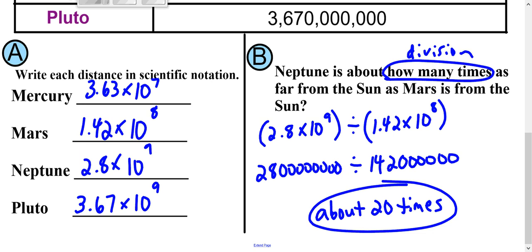Now, you see the word times, and I'm sure a lot of you thought multiplication. But if you're trying to figure out how many times, that means you're working backwards, and that's why you have to use division. So you can see I wrote it out in scientific notation, rewrote it in standard, and then used my calculator. It came out to like 19.7 something, which is about 20 times. It says about, so you can just round it.